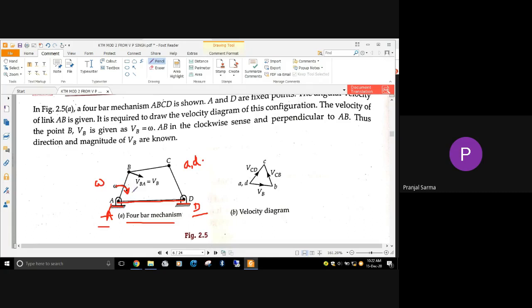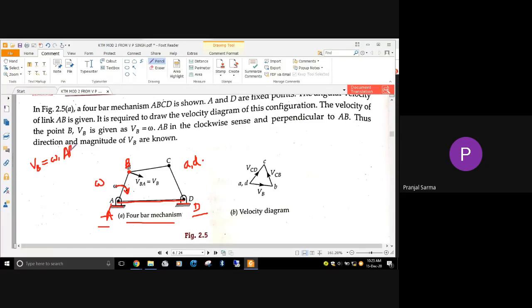Omega is given, and AB is the link, right? B is a point on the link AB. So this is the point B. Now, how can we get the velocity of point B? That is the velocity of point B with respect to A, VBA, because A is the fixed point. We get it using V equal to omega R. Omega is given, and R in this case will be the link length, the AB length: omega into AB.